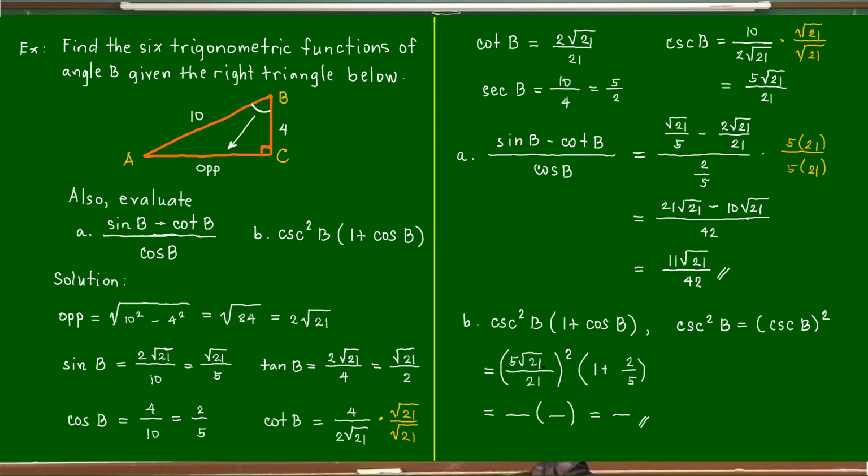So 5 square root of 21 over 21. What is the square of this? That is 25 over 21. Then what about 1 plus 2 over 5? That is 7 over 5. Simplifying, 25 over 5 is 5, and 7 over 21 is 1/3. So 5 over 3. Okay, that's it.